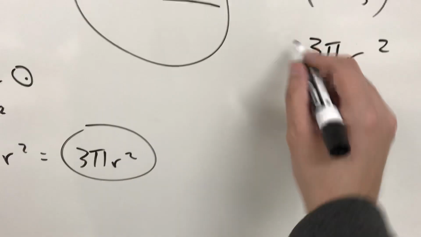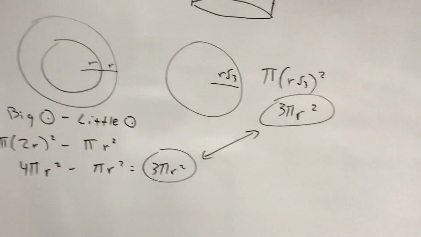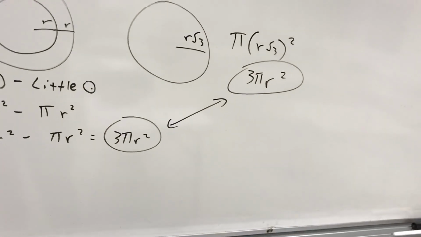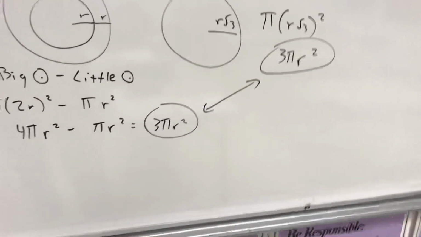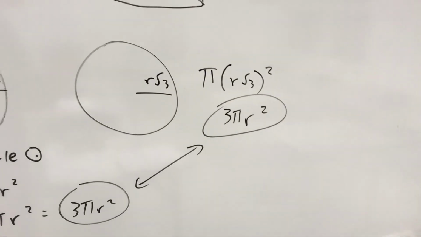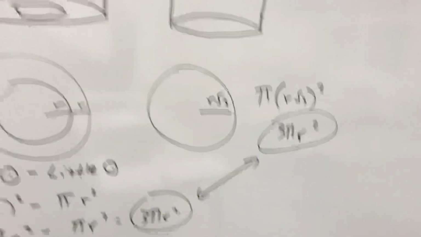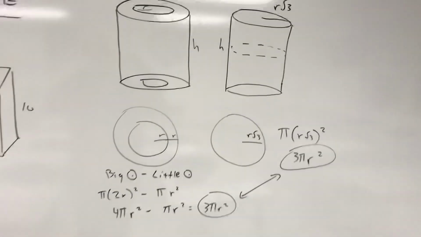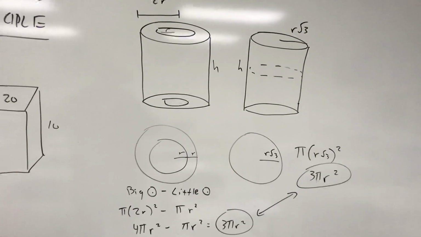So what have I shown here? I've shown that the cross-sectional areas, again, because the heights are the same for these two shapes, all I have to show is that any cross-section of these two shapes has the same area. The ring has an area of 3 pi r squared. The solid circle has an area of 3 pi r squared. Since the heights are the same, any slice you make across those two shapes is always going to have an area of 3 pi r squared. So by Cavalieri's principle, those two shapes will have the same volume.